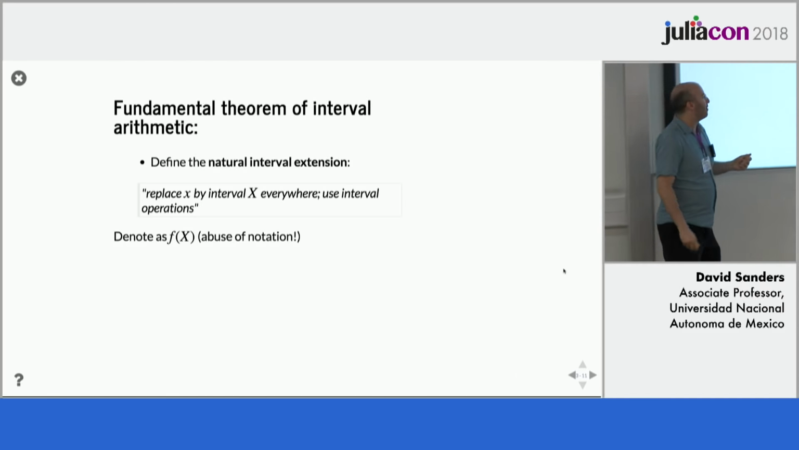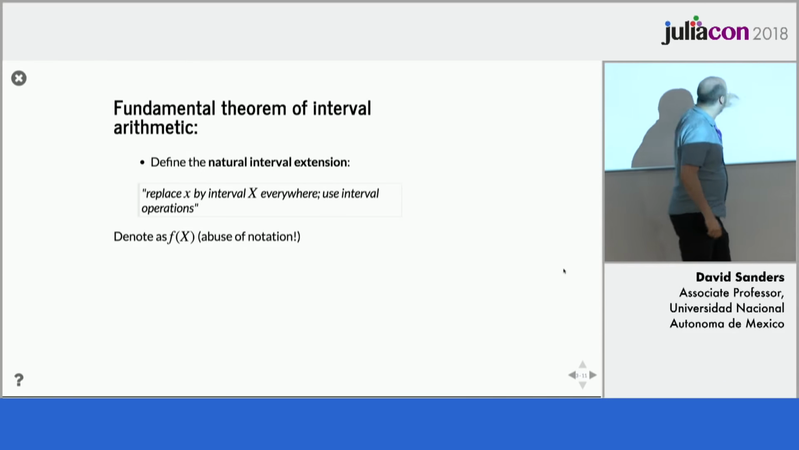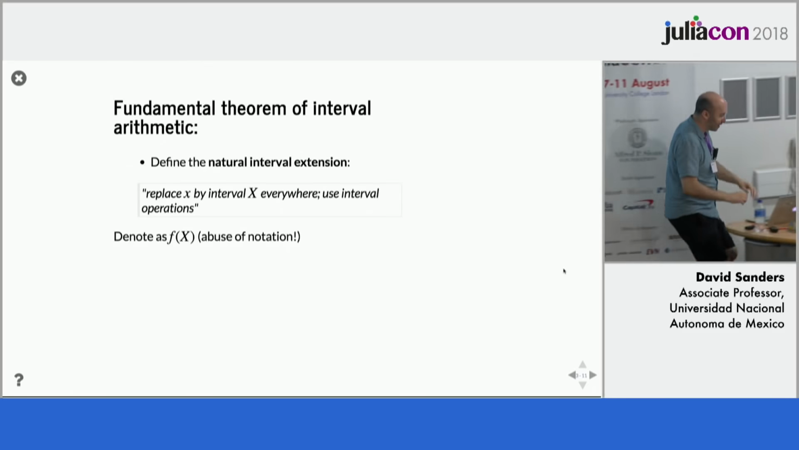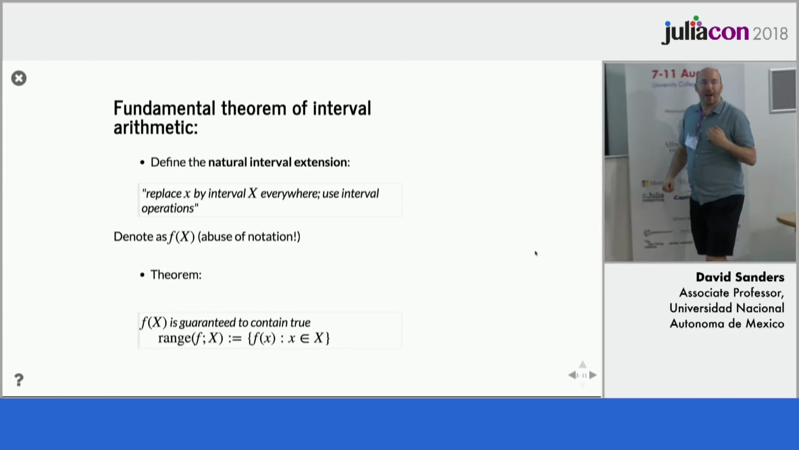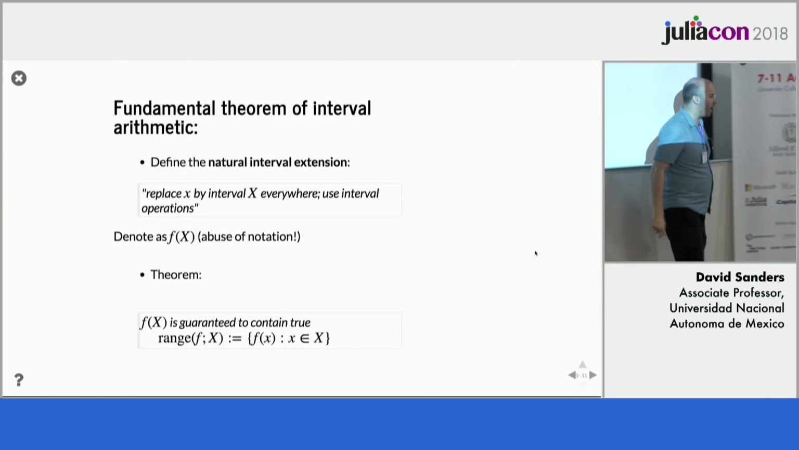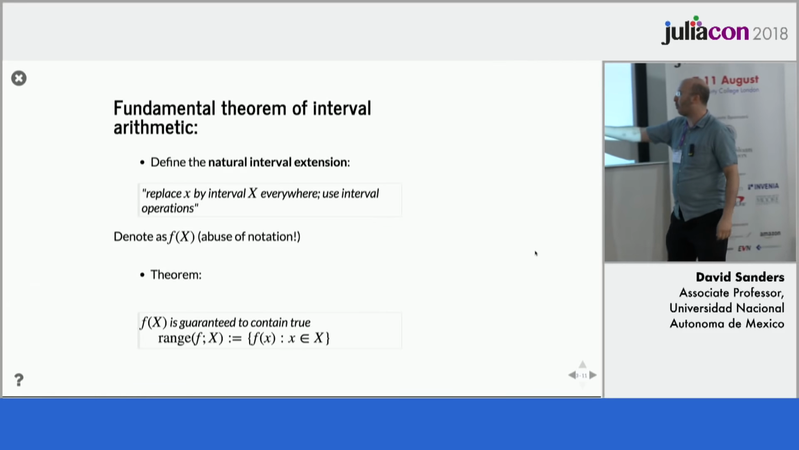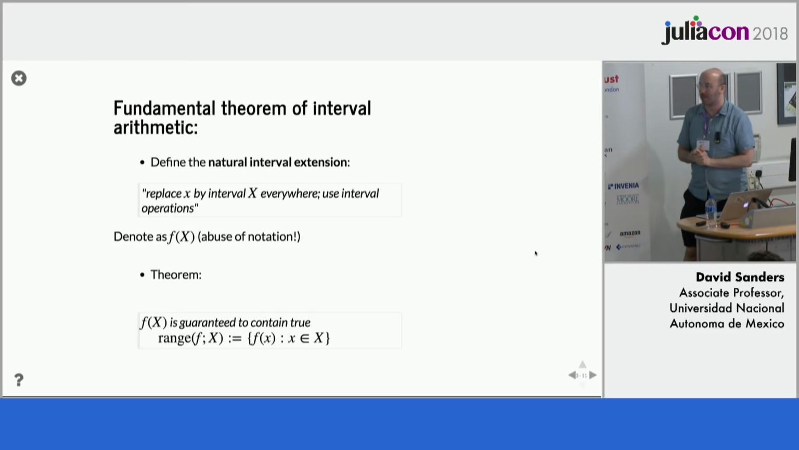And when I do that, for any function f that I can decompose like this, which we're going to denote by f of the interval x, the theorem is that that is actually guaranteed to contain the true range of this function over the set, which is the set of f of x for all x in my set. So that's the basic idea of interval arithmetic.